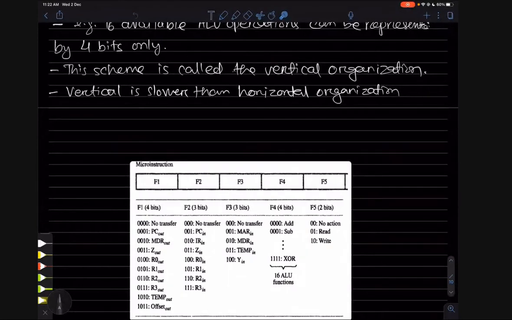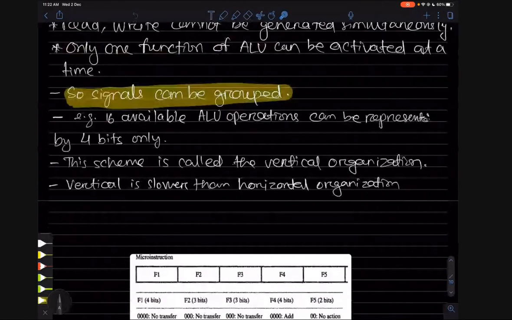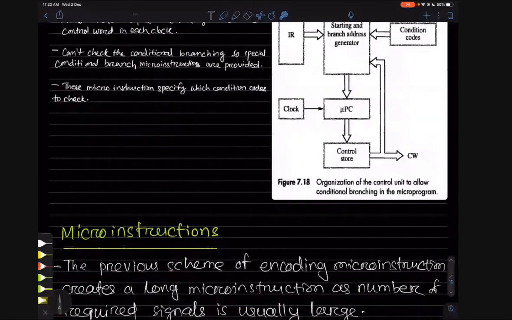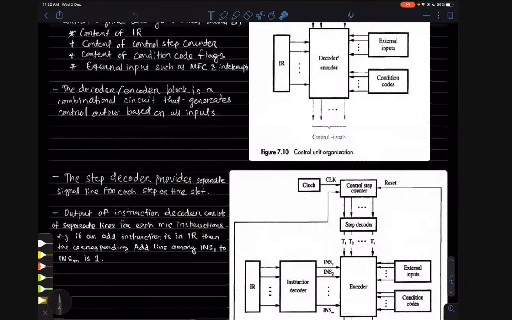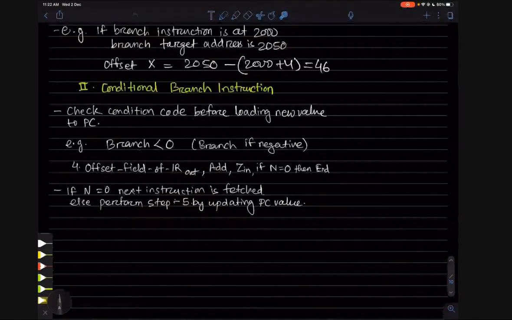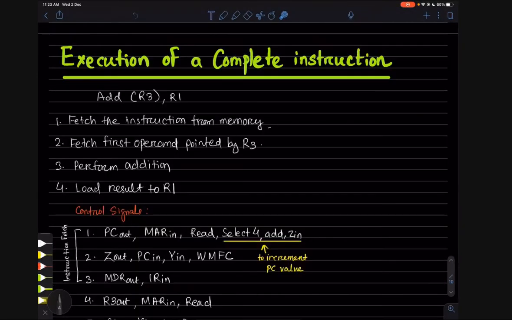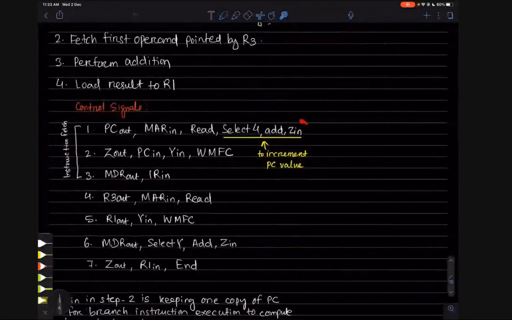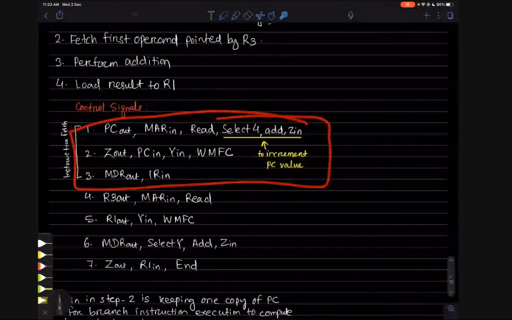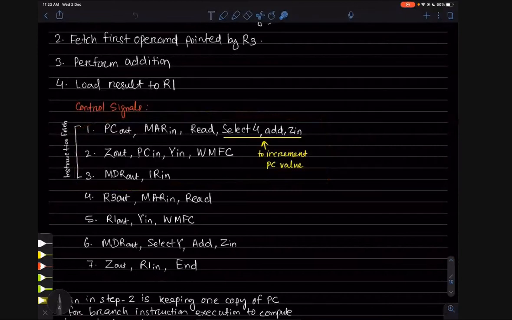Subramaniam is asking, does control signal generation happen parallelly with instruction fetch or after that? It is generated parallelly. Instruction fetch also requires some control signal, right? We have already read a complete instruction execution. So for instruction fetch also we require these many control signals. So obviously these signals will be generated parallelly. In this step, these signals will be generated parallelly, but this and this cannot be generated parallelly. That's why they are in other steps.